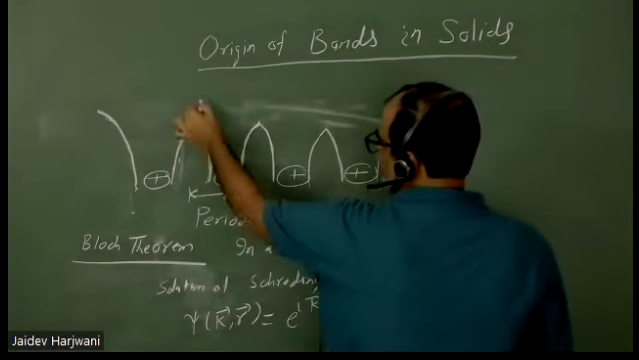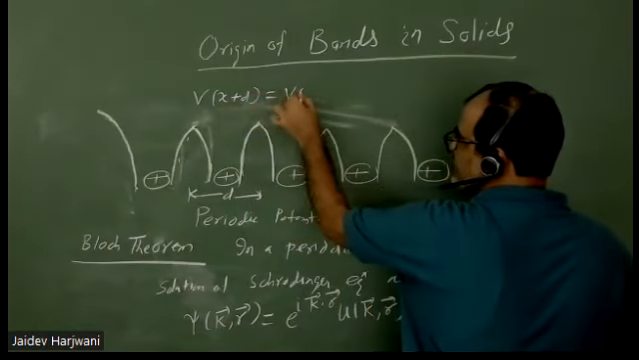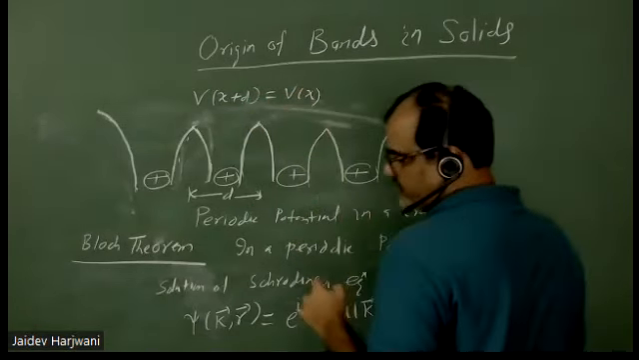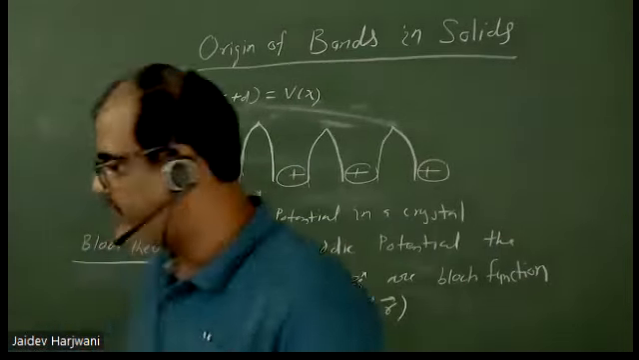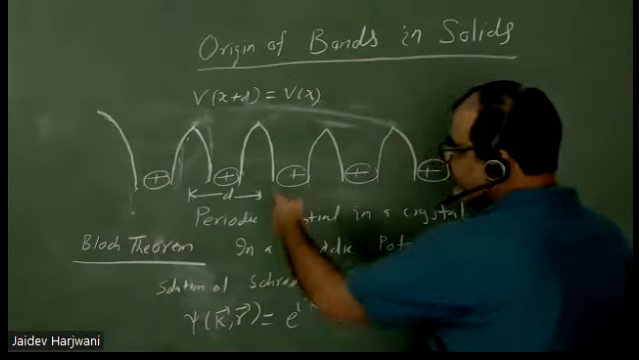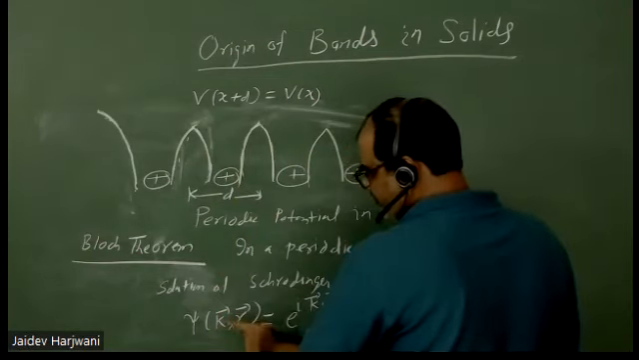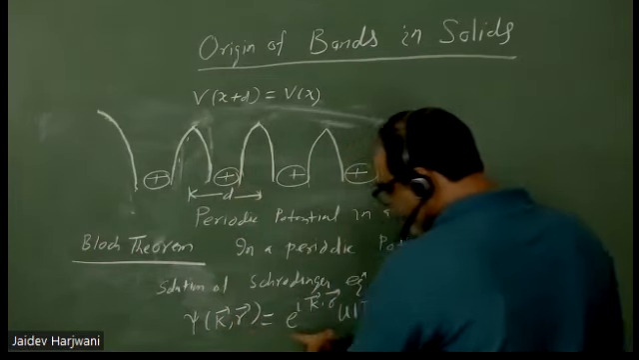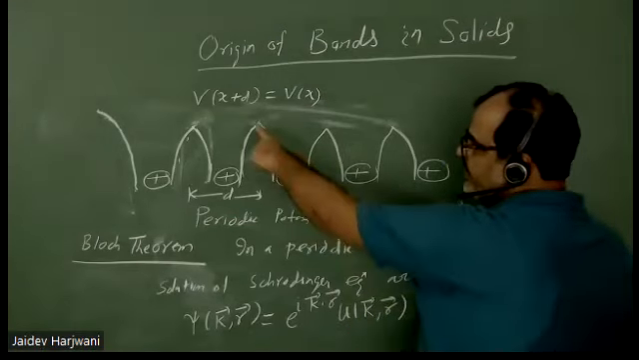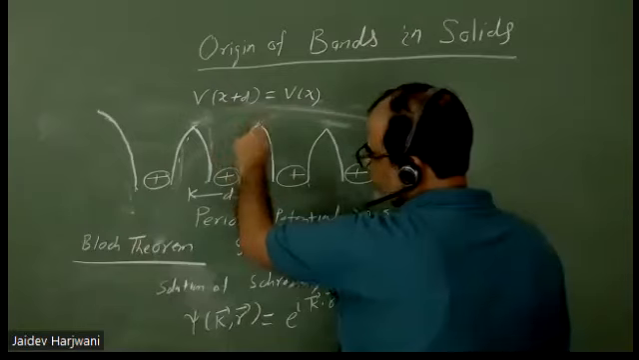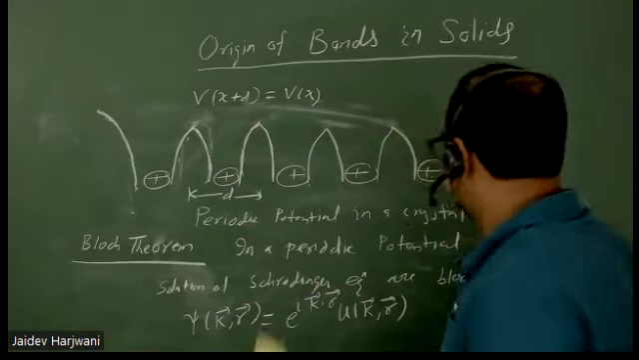Suppose this potential is repeated periodically with distance d. If this is a one-dimensional potential, then V(x plus d) is equal to V(x). So this potential is getting repeated by distance d. In that condition, I can write the solution of the Schrodinger equation in terms of Bloch functions, where this u_k(r) should have the same periodicity as your lattice or your given potential.